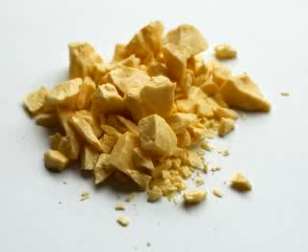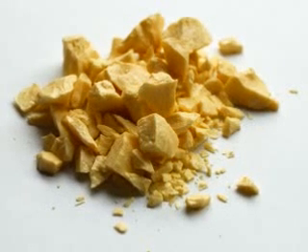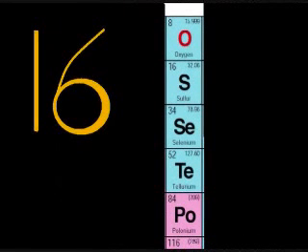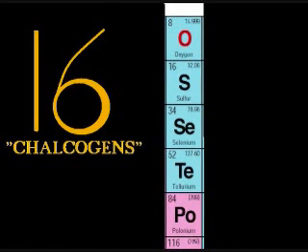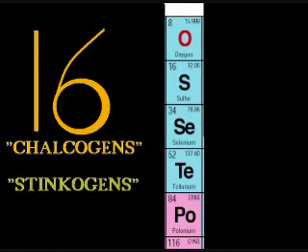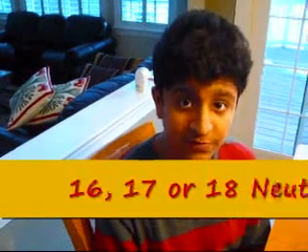It can be many shades of yellow and is often found in powdery rock form. Sulfur is in family 16 of the periodic table, called the chalcogens. Some chemists call this element family the stinkogens, because many of them create smelly compounds. In its most common isotope, sulfur has 16 neutrons. However, it can also have 17 or 18 neutrons.